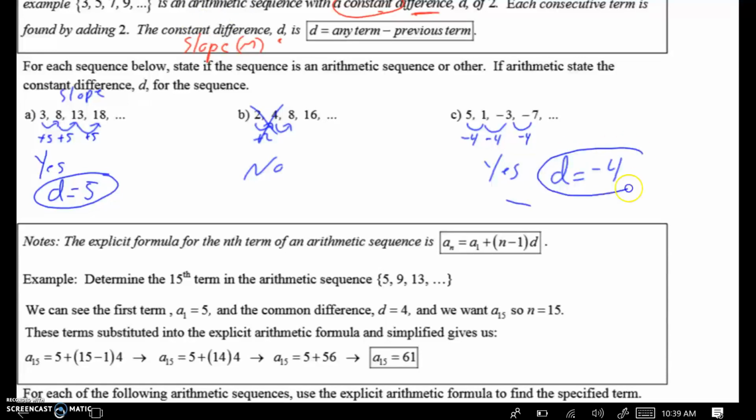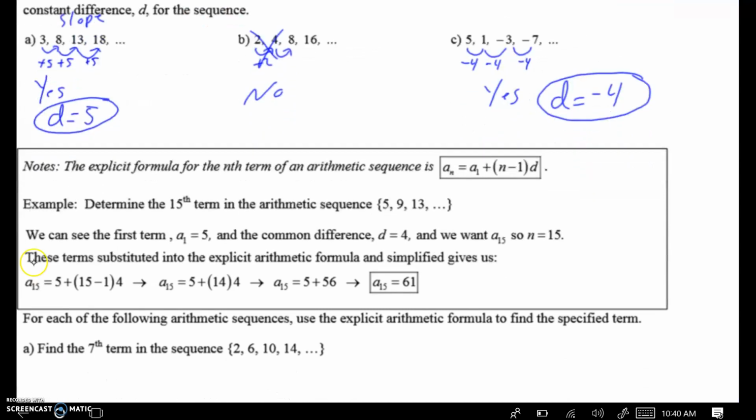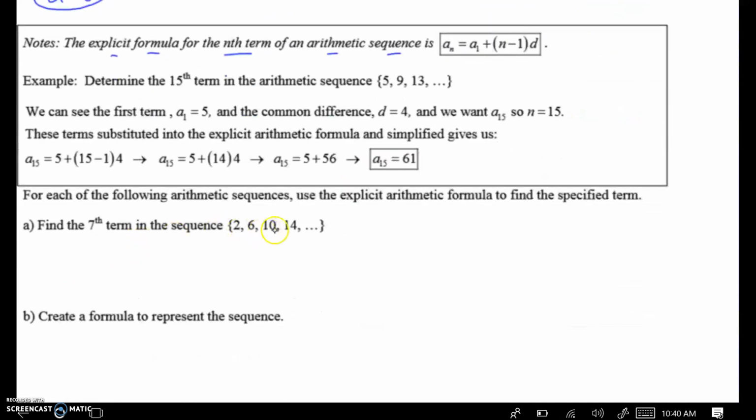So you could have linear sequences with, remember, negative sloped lines or positive sloped lines. The same thing here. We have an explicit formula for the nth term of an arithmetic sequence. Basically, if I have a sequence like this and I want to know what's the 20th term, I don't have to keep the pattern going until I get to 20. I could jump right to 20 by using this formula.